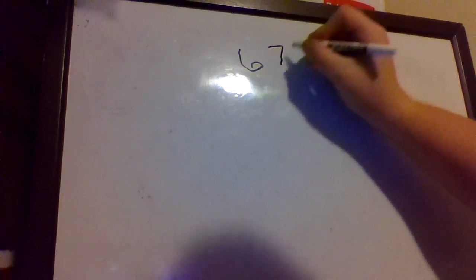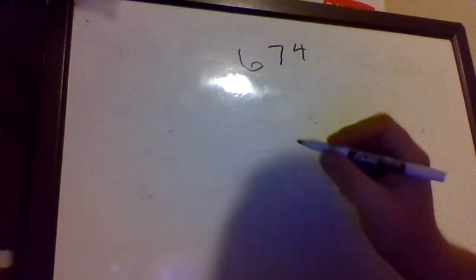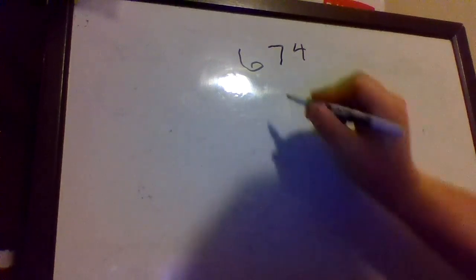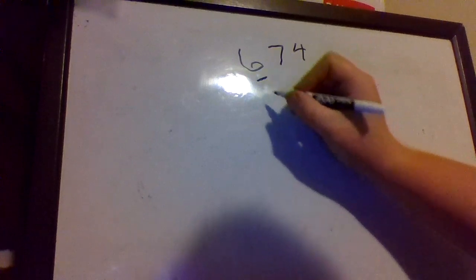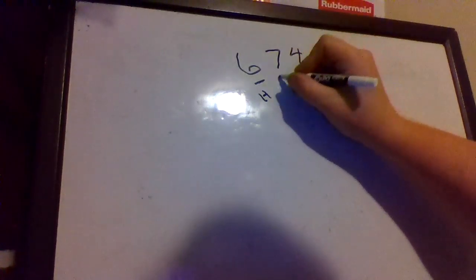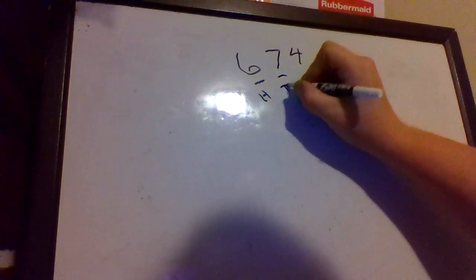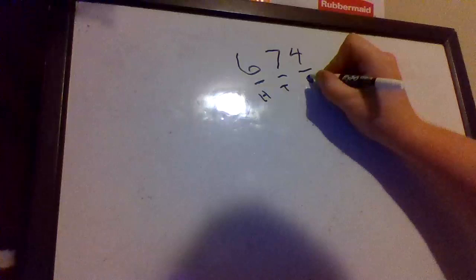Alright, so if we have the number 674, we know the 6 is in the hundreds place. We're going to label H for 100. The 7 is in the tens place. And the 4 is in the ones place. So we're going to label that O for 1.